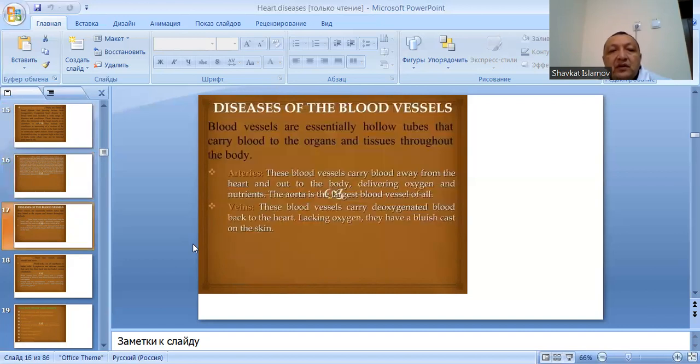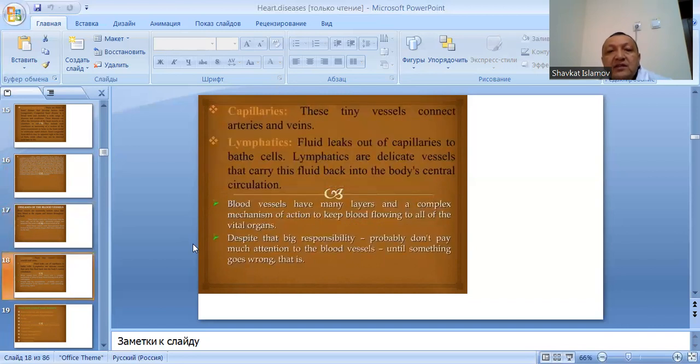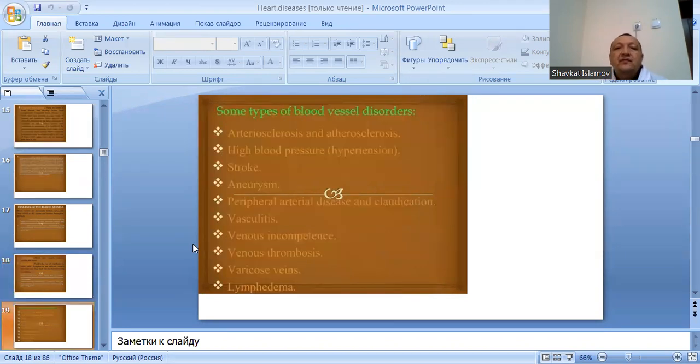Diseases of the blood vessels. Blood vessels are hollow tubes that carry blood to the organs and tissues throughout the body: arteries and veins. Capillaries, these tiny vessels connect arteries and veins. Lymphatics: fluid leaks out of capillaries to bathe cells. Lymphatics are delicate vessels that carry this fluid back into the body's central circulation.